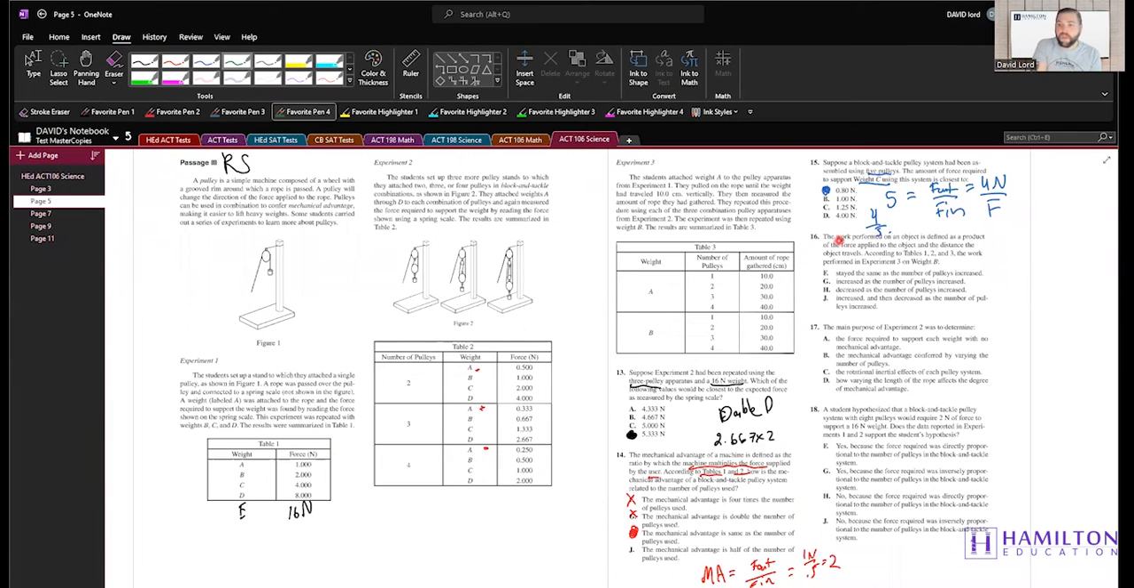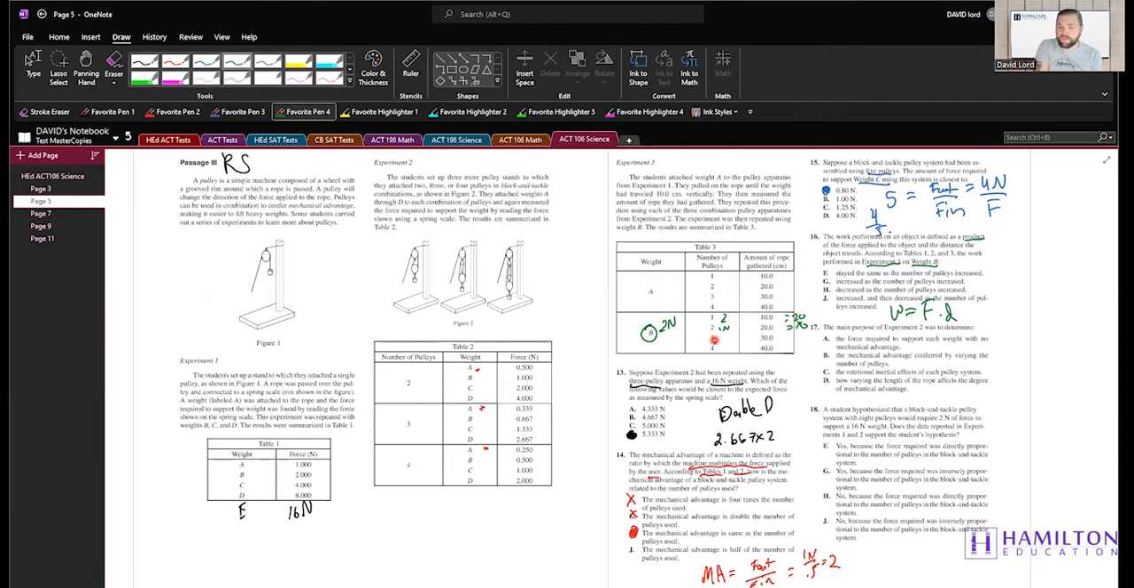Question number 16. The work performed on an object is defined as the product of the force applied to the object and the distance the object traveled. So then work is equal to force times distance. According to tables 1, 2, and 3, the work performed in experiment 3 on weight B. So we have weight B right here. All right, when it was weight B, that was a force of 2 newtons. Let's write that down. All right, when we have number of pulleys, so it would be 2 times 10, which is 20. When we use 2 pulleys, the force required is 1 newton. So then there'll be 1 newton times 20, which is 20.